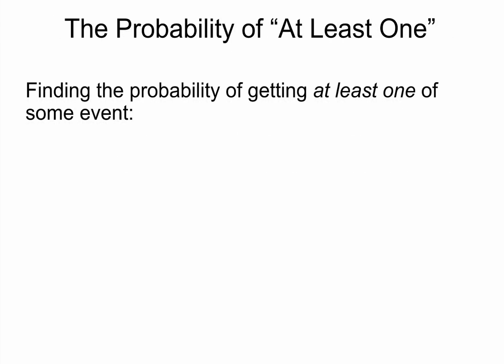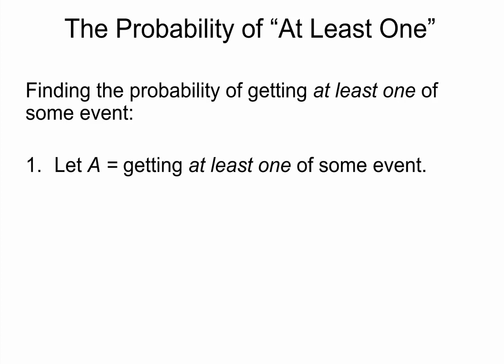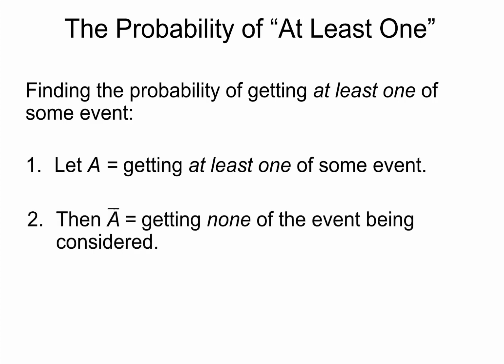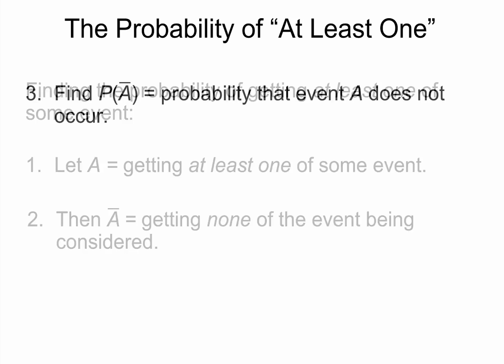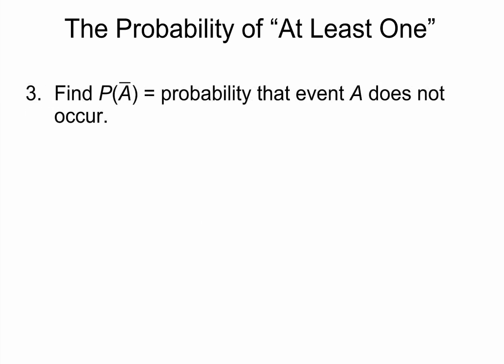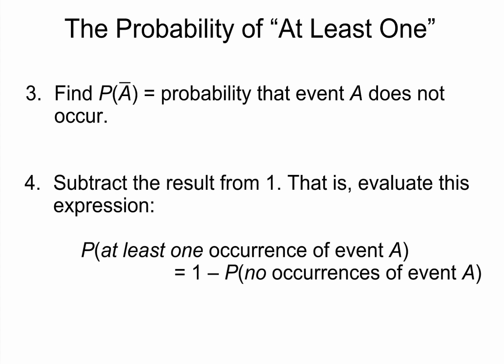Finding the probability of getting at least one of some event, we're going to let A be the event of getting at least one of some event, and then A complement is getting none of the event being considered. To find the probability of A complement in this case, we're going to find that as the probability subtracted from 1. So the probability of at least one occurrence of the event A is 1 minus the probability of no occurrences of the event A.